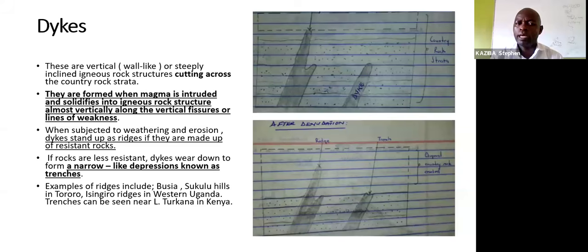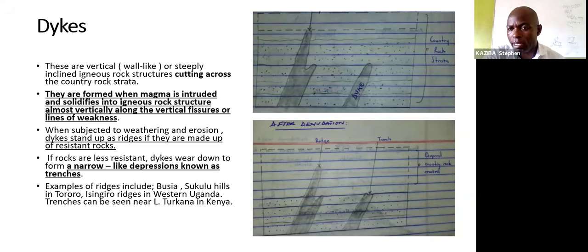Then you explain what happens when denudation sets in. Of course, if denudation sets in, of weathering and erosion, and the dikes are exposed and they are resistant, they form what we call ridges. If they are made up of soft rocks, they form trenches. Then when you're done with that, you give us examples and you illustrate.